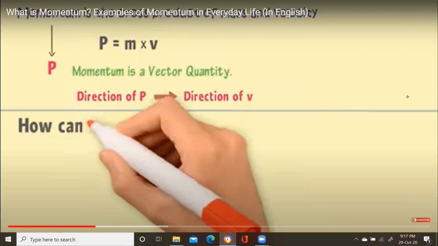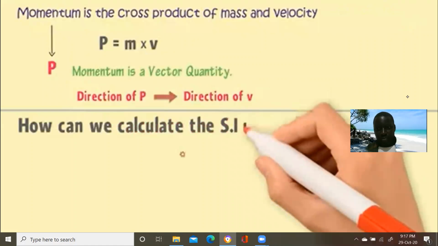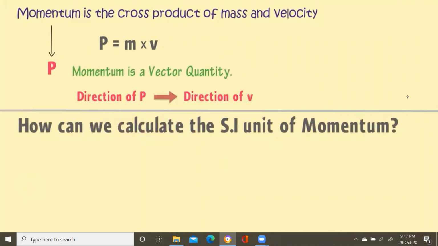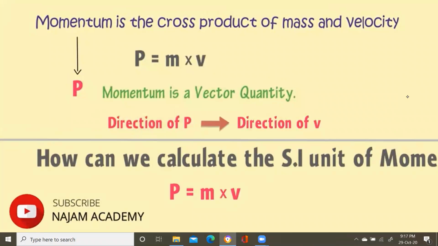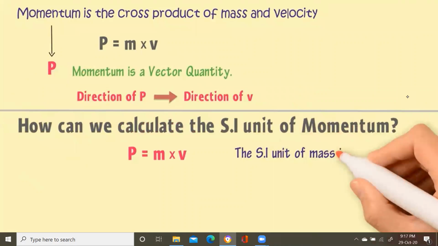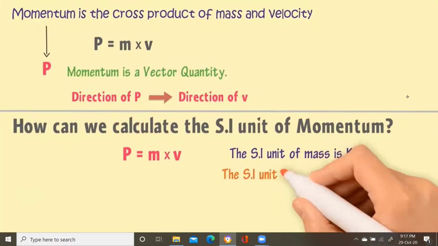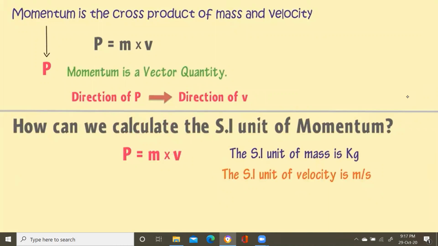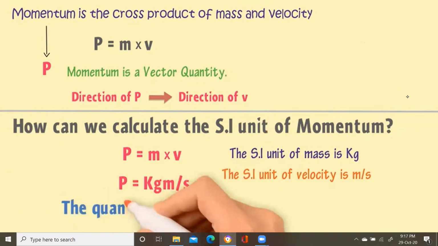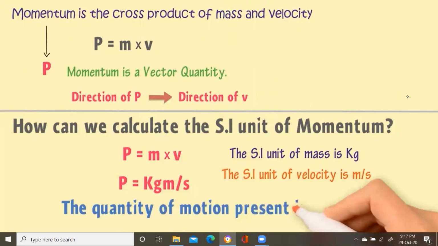Now, how can we calculate the SI unit of momentum? As we know, momentum is equal to mass into velocity, so P is equal to m times v. The SI unit of mass is kg and the SI unit of velocity is meter per second. Hence, the SI unit of momentum is kg meter per second. This unit of momentum tells us the quantity of motion present in a body or in a mass.